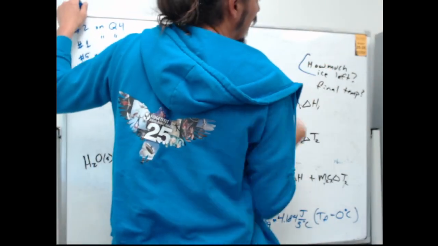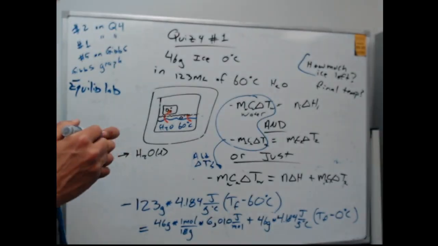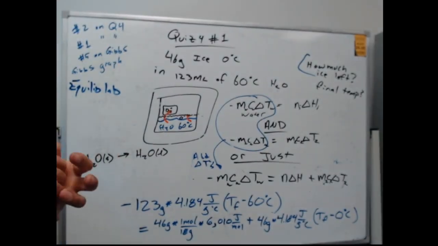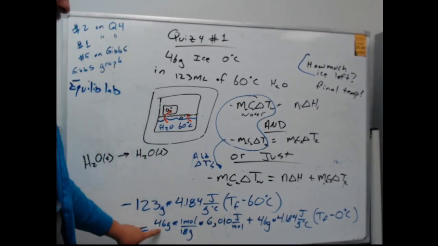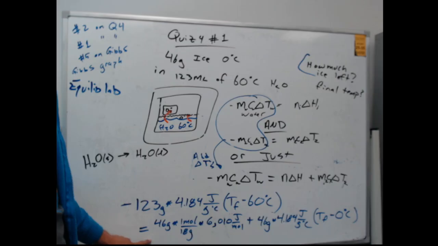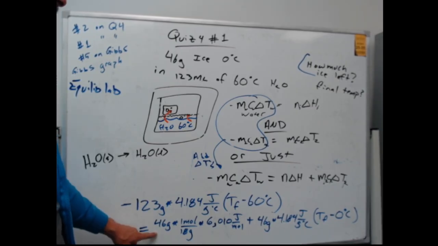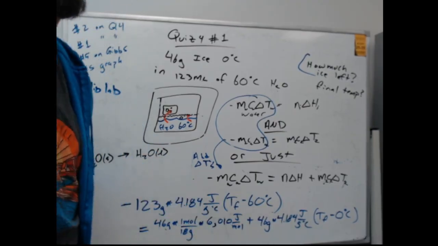how much ice is left is not 0, right? With the way that I set this up right now, I assumed all of the ice is melting. I'm using all 46 grams is melting. But what if that's not true? What if there's ice left over? Then this becomes a variable. Instead of this being 46 grams, that would be a variable, like x, but my final temperature would be 0.